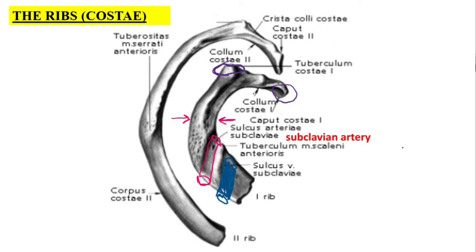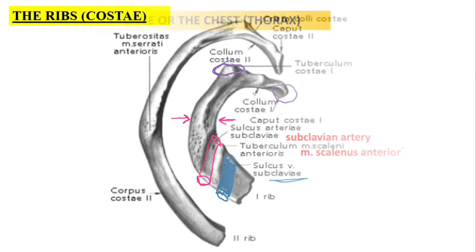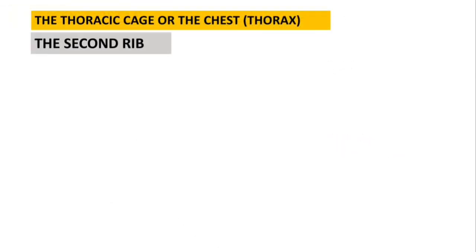Between those two, there is a tubercle. It's called the tuberculum musculi scaleni anterioris, which is for the attachment of the musculus scalenus anterior, the anterior scalenus muscle. That was about the first rib.